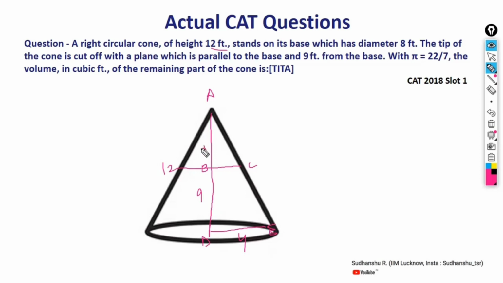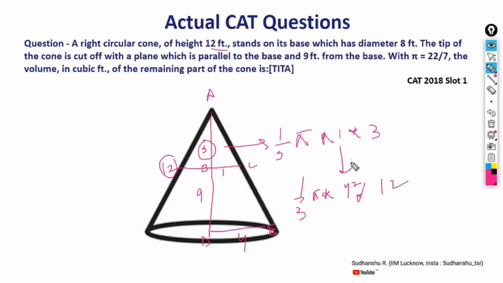So if this is 3 to the total, which is 12, so 1 is to 4. So the radius must be 1 here and 4 here. So volume will be 1 by 3 into pi into r square, which is 1, into height, which is 3. For the bigger cone, 1 by 3 pi into r square, which is 4 square, into height, which is 12.